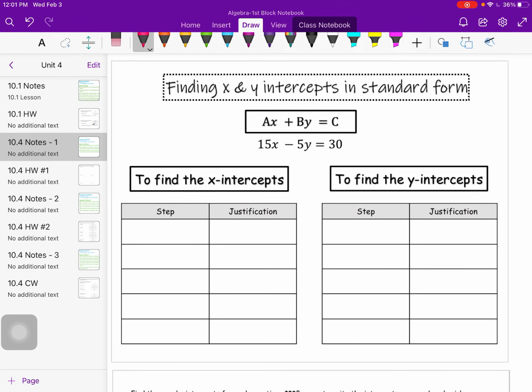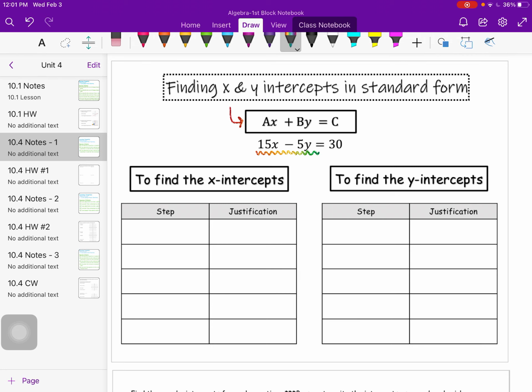Okay guys, so today we are looking at standard form. So we've been working with slope-intercept form for a linear function. Now we're looking at standard form. Standard form is in this format right here, where we have some number times x plus some number times y equals some other number. You can see that the equation below is in that form, right?